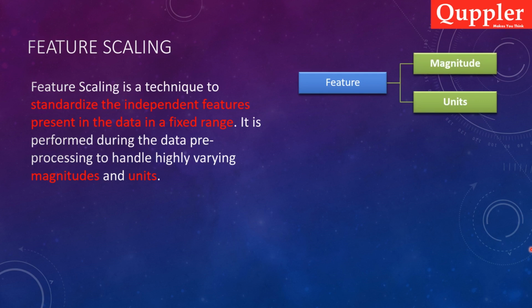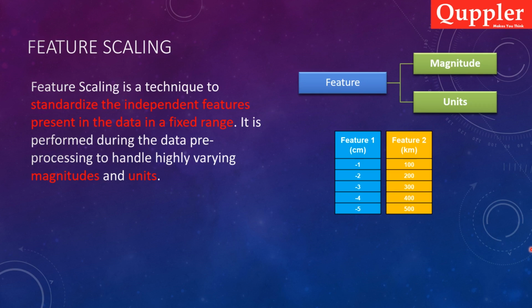Let's say I have a few features: feature 1 lies in the magnitude of -1 to -5, and it can be measured in centimeter, which could be its unit; feature 2 lies in the range of 100 to 500 and can be measured in kilometer; while feature 3 lies in the range of 10,000 to 50,000 and can be measured in liter. So you can see all these three features have different units and the magnitude of the range is very different. Feature 1 lies in the range of -1 to -5, whereas feature 3 lies in the range of 10,000 to 50,000, and that is a very high difference in the magnitude of the range between these two features.